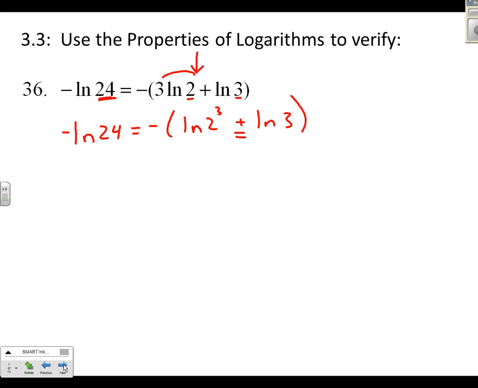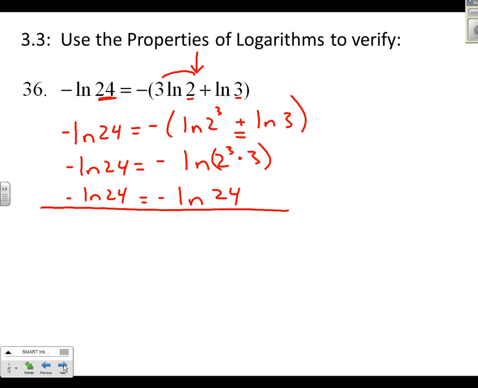And then our rule for sums of separate logarithms is that they become products of those. This is negative ln 24 equals, I sure like this negative, this becomes ln 2 to the third times 3. And that, of course, is negative ln 8 times 3, 24. So we get it that way.